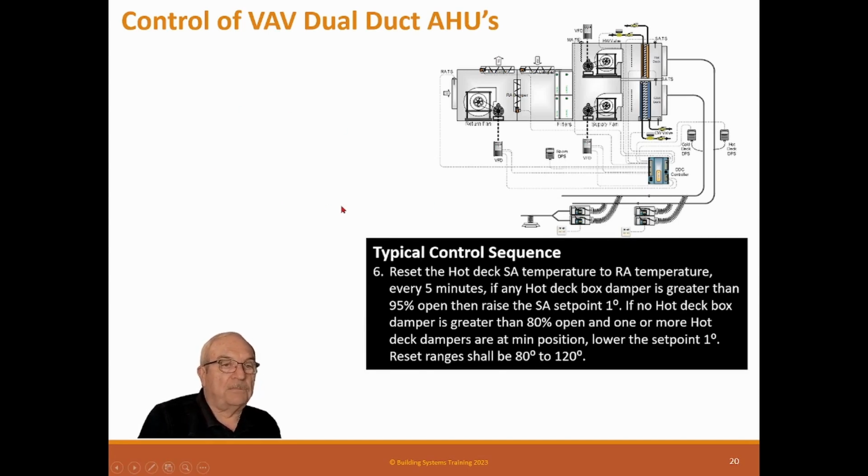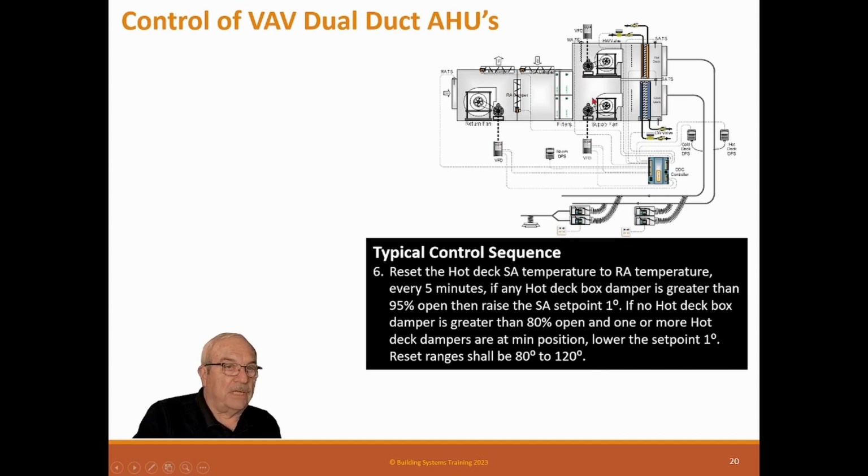Reset the hot deck supply air temperature to return air temperature. That's what we're going to start at, return air temperature. So if it's 80 degrees, we're going to set this supply deck at 80 degrees. Every 5 minutes, if any hot deck damper is greater than 95% open, then raise the supply air set point 1 degree. If no hot deck box damper is greater than 80% open, and one or more hot deck dampers are at minimum position, lower the set point 1 degree. Reset range should be 80 to 120. And these ranges, you can make anything you want, but that's what we're trying to do.